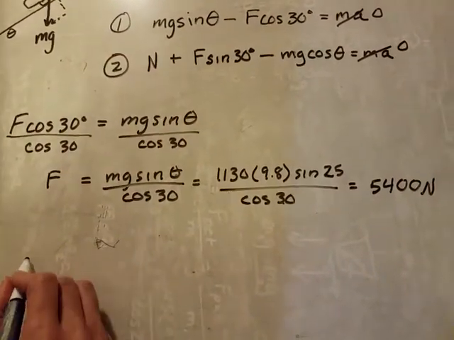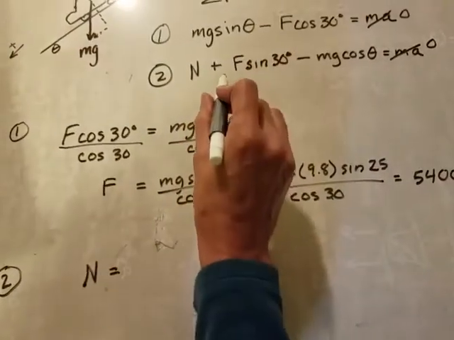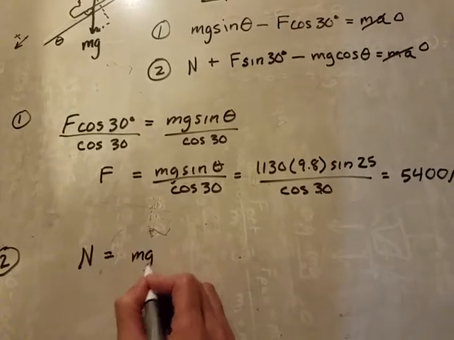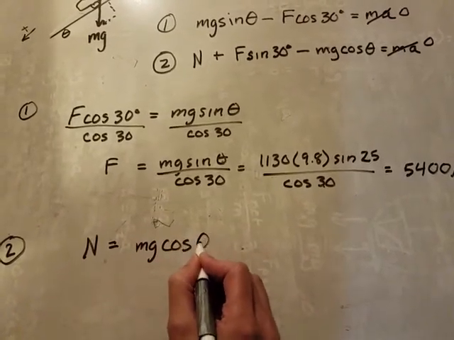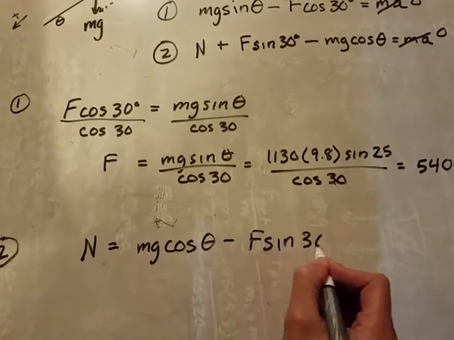To figure out the normal force, which is the second thing that they ask for, we're going to use the second equation. So normal force, if I rearrange this equation up here, normal force is going to be equal to mg cosine theta minus the force sine 30.